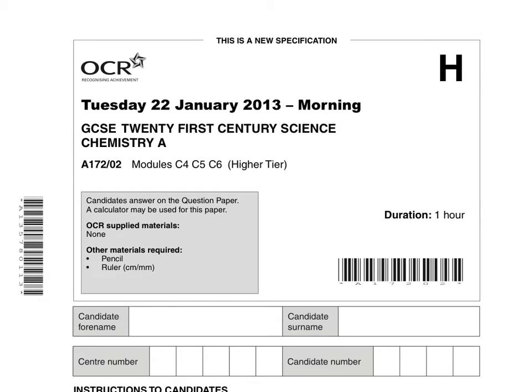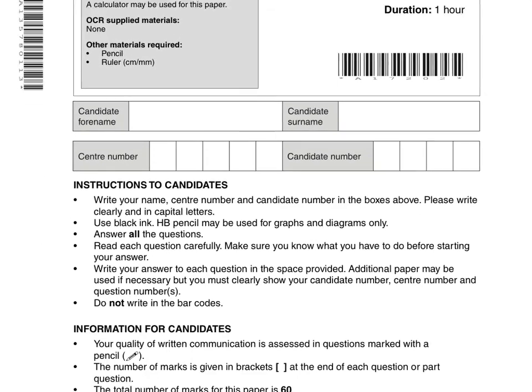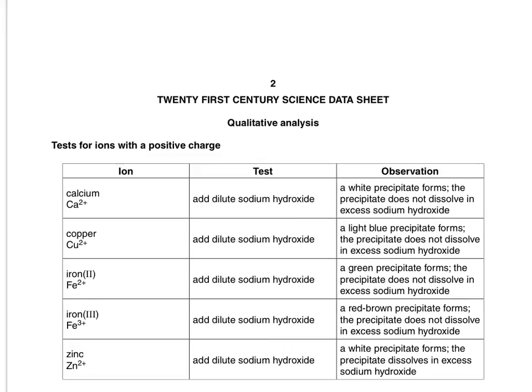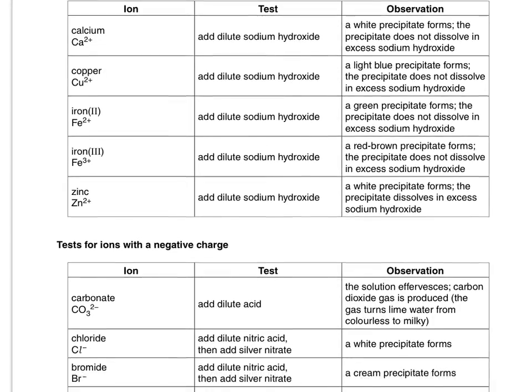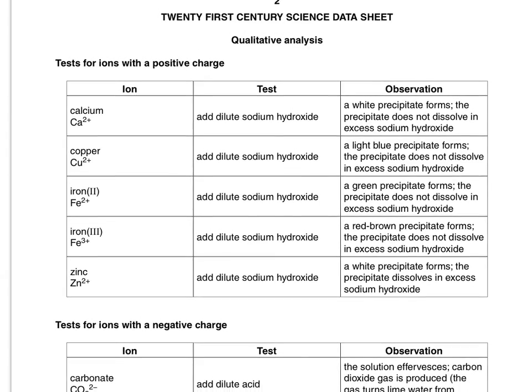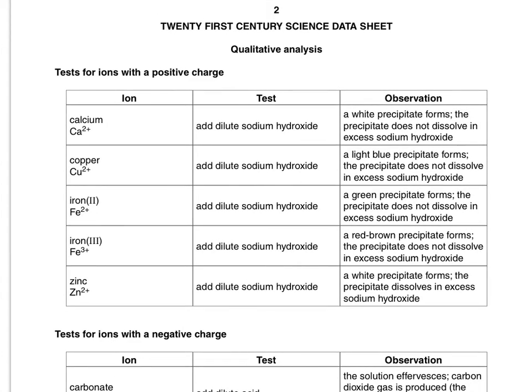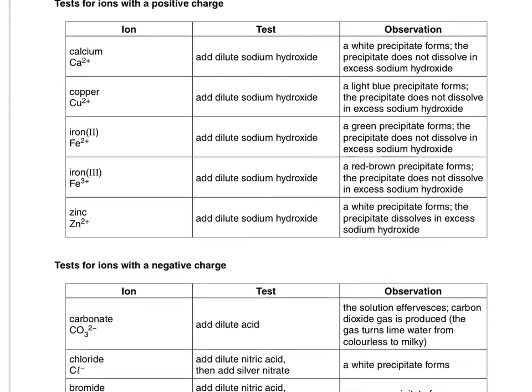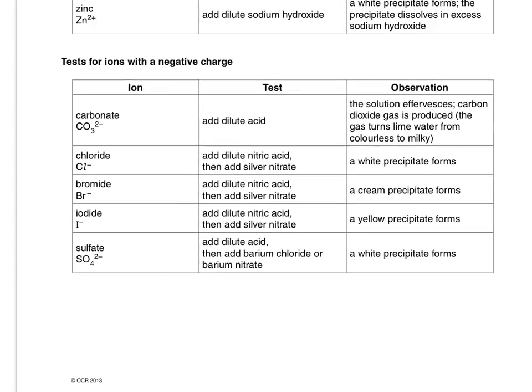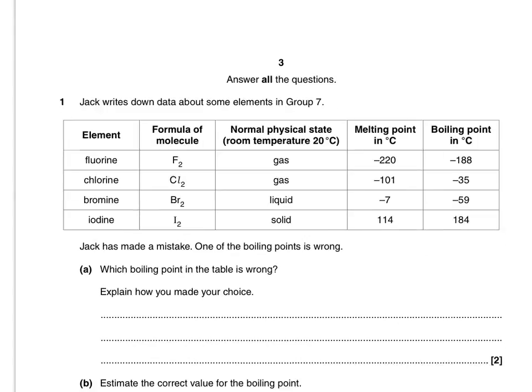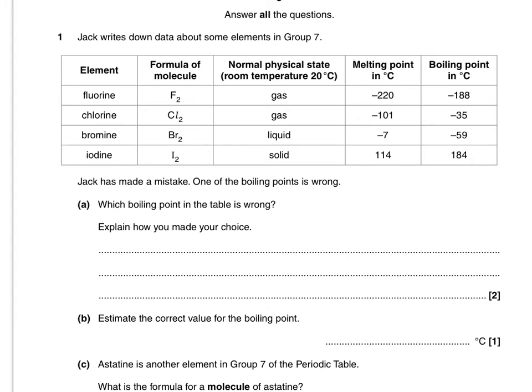Okay, and this is the C4, C5, C6 walking talking mock. First thing to note is that on the inside front cover of the chemistry one, you will get your data sheet which tells you about how we test for different ions. So that's given, don't have to remember anything. And on the final page, or the inside final page, is the periodic table. So again, get quite a lot of information from this one, make sure you use it when it's needed.